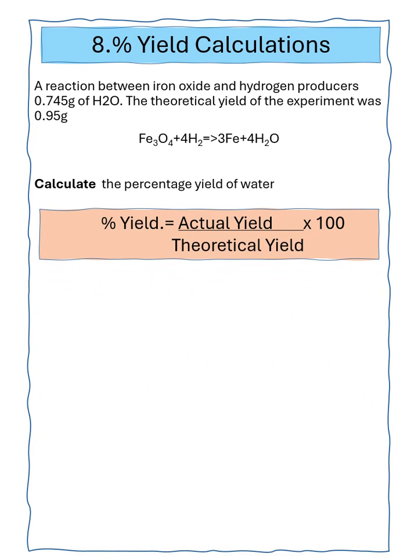And question 8. A reaction between iron oxide and hydrogen produces 0.745 grams of H2O. The theoretical yield of the experiment was 0.95 grams. Calculate the percentage yield of water.